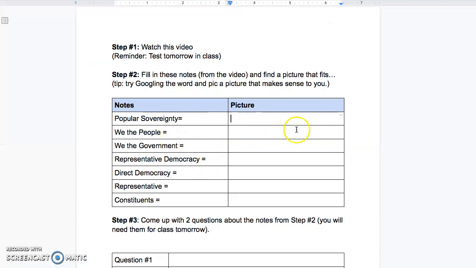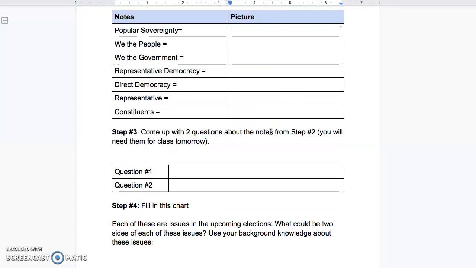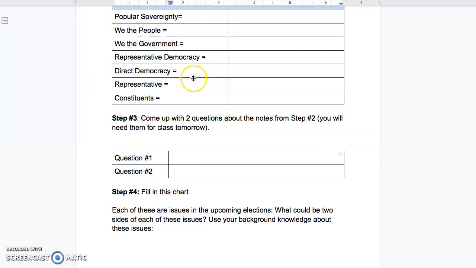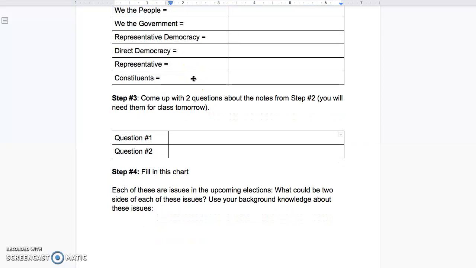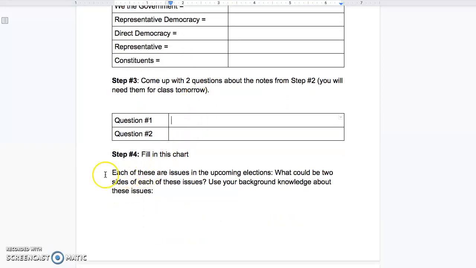All right, so make sure you're filling in those notes. Pause the video, go ahead and find some pictures. Then I want you to think about, these are pretty heady concepts. I want you to come up with 2 questions just in general about these. It can't be like, what's the definition of one, because we're doing that right now. But come up with 2 questions in total about just these notes: what kind of things would you still ask yourself about these?